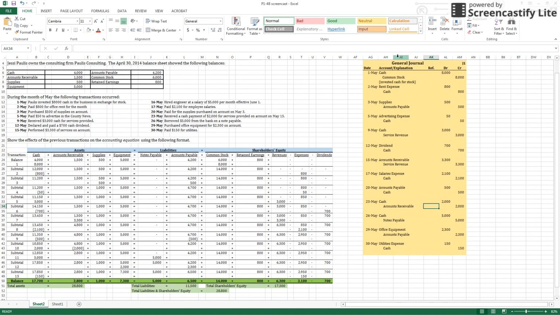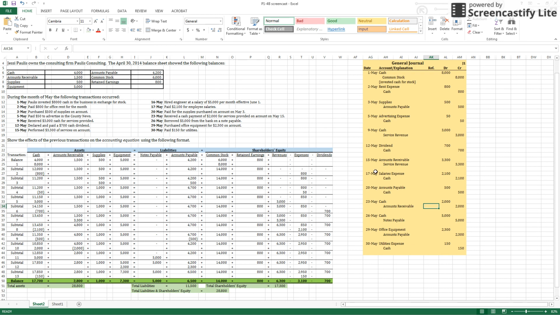So we have everything in our general journal here, and it makes it easy to look and see what the transactions were that happened during the month of May. We can see that we invested cash for stock through our explanation, and we debited cash and common stock. And it's easier than looking at this huge table and just seeing numbers and not knowing what they go with.